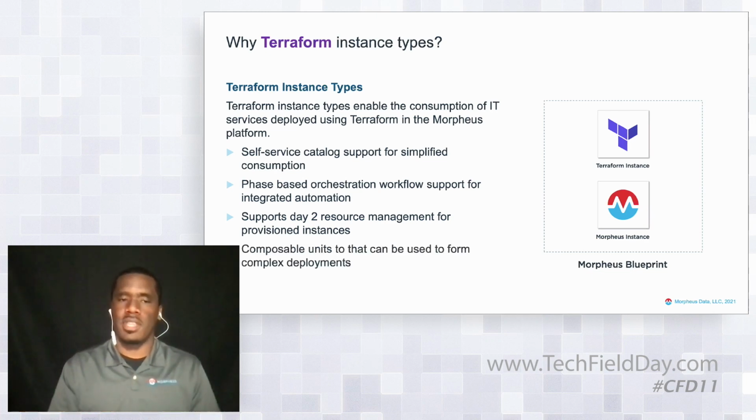And then one of the things we really have a benefit of with Terraform instance types is composable units. The idea on this slide on the right is that a Morpheus blueprint could be composed of a Terraform instance type that stands up, let's say, VPCs and networking constructs in AWS, and maybe we then leverage that to deploy the application into that particular networking environment that was just deployed. So it provides a lot of benefit to be able to consume Terraform within the platform in a way that is meaningful when we start talking about self-service.